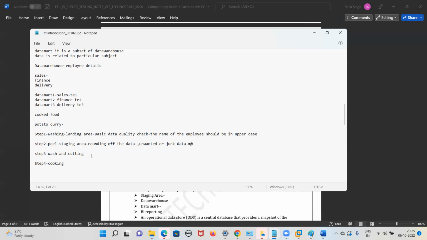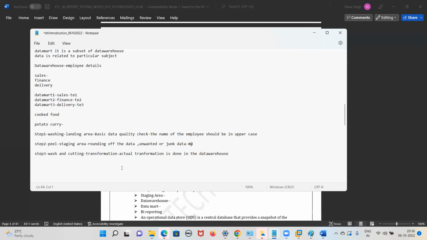And actual transformation, actual business logic transformation, is done in the data warehouse, where the actual cutting and all is happening. And from the data warehouse, we can segregate into data marts and we can test it.